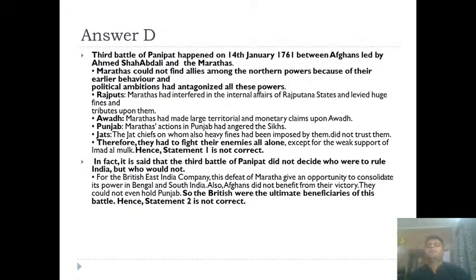Awadh, Punjab, and Jats were not happy because Marathas were an imperialist power. They were expanding their territories. Further, the first statement is wrong because Marathas had angered everyone. So everyone provided a joint front against the Marathas, who were attacked by Ahmad Shah Abdali. So statement one is not correct because the Marathas had to fight all their enemies alone.